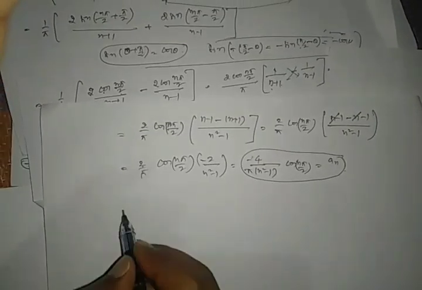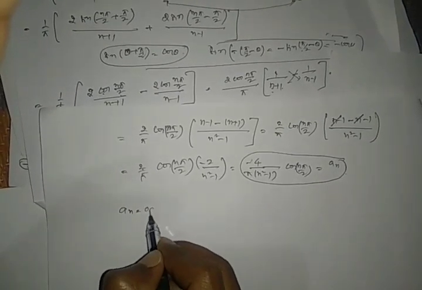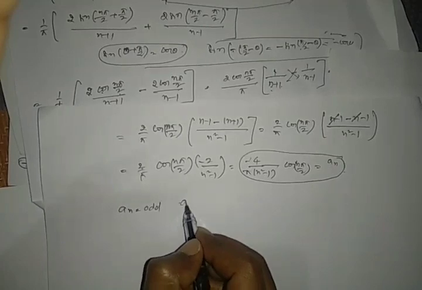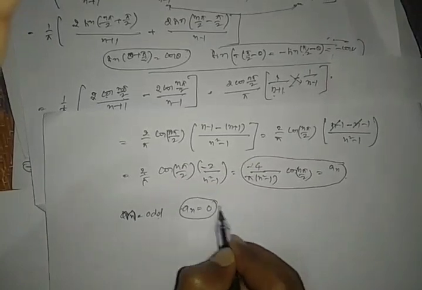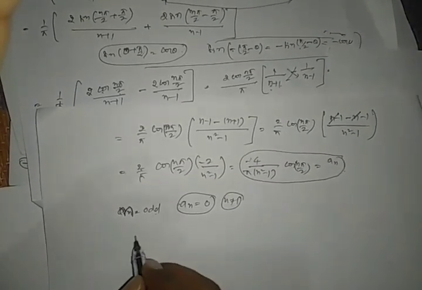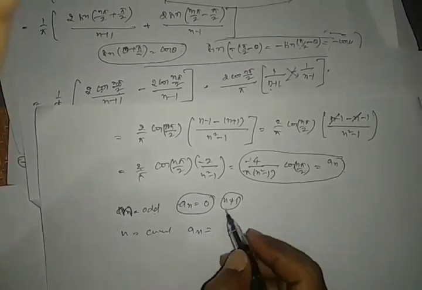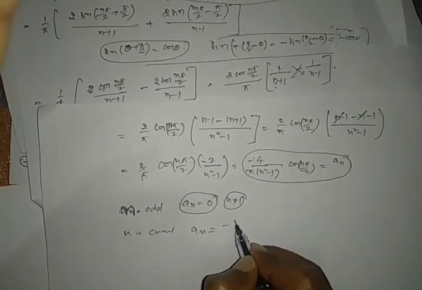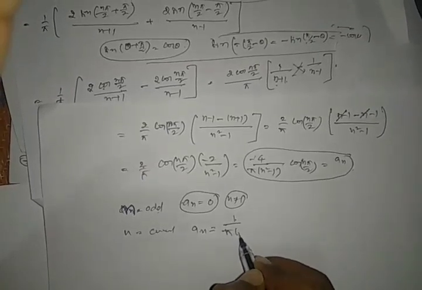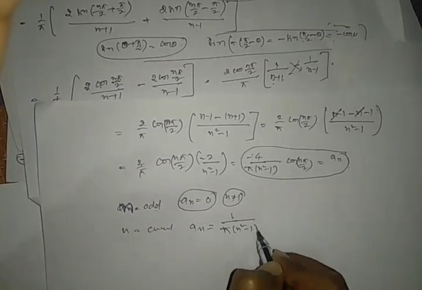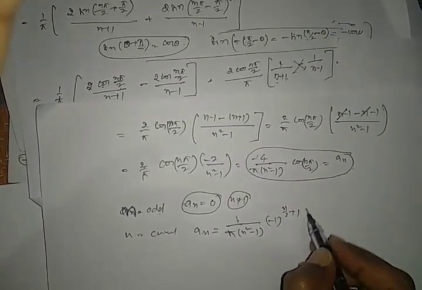Now if n is equal to an odd value, a n is 0 where n is not equal to 1. Next, n is equal to even, and a n is minus 1 by pi into n square minus 1 into minus 1 to the power of n by 2 plus 1.